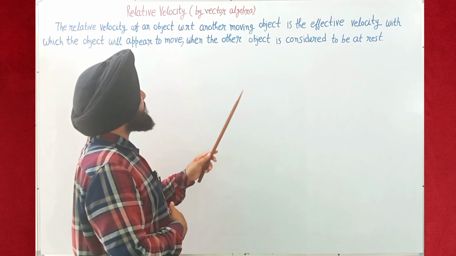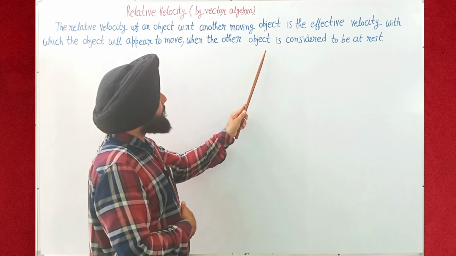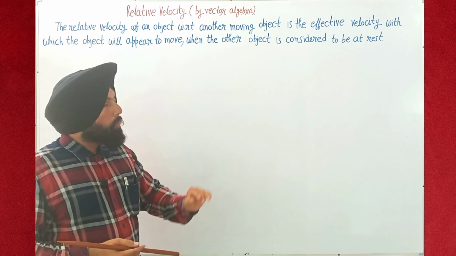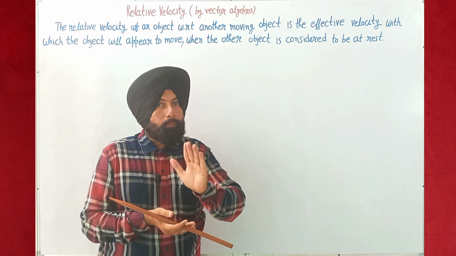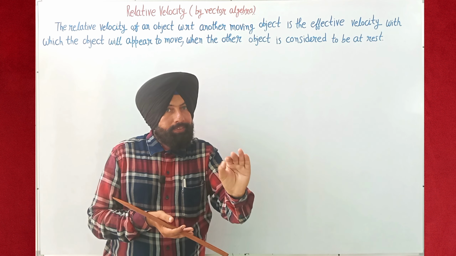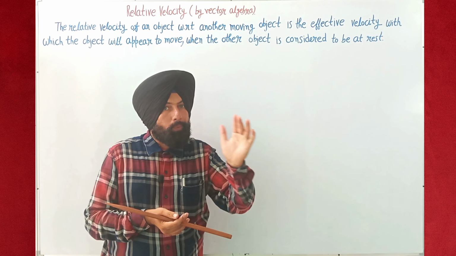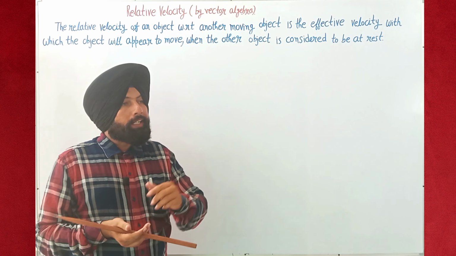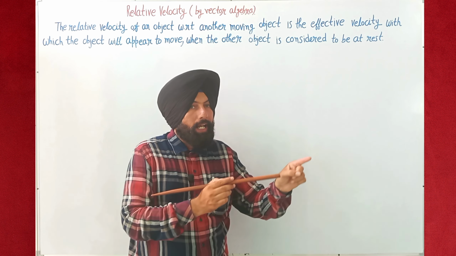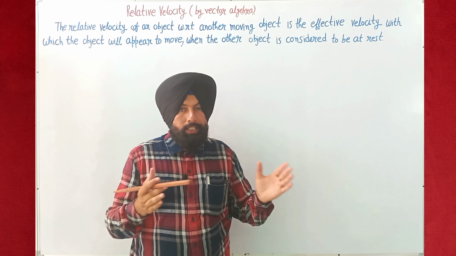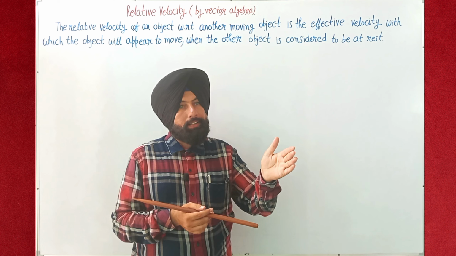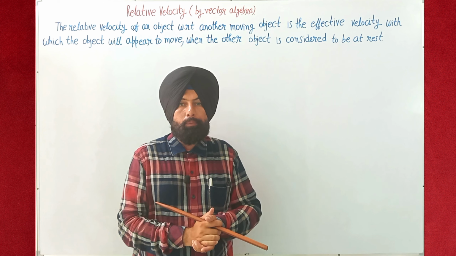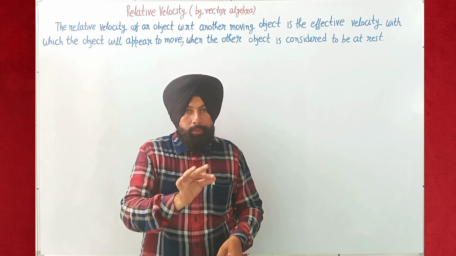And in the second case, when the other object is considered to be at rest. So we assume that one body is at rest and the second body is moving. But in actual, both the bodies are moving. They may be in the same direction or opposite directions, or one body making some angle with the other body, and both are moving.